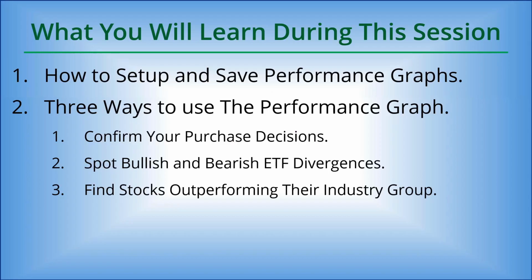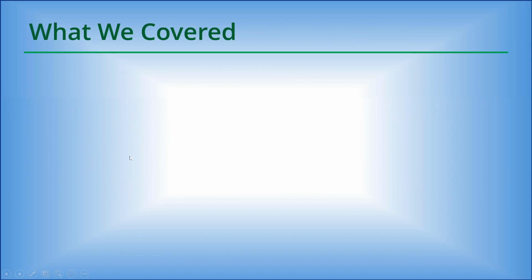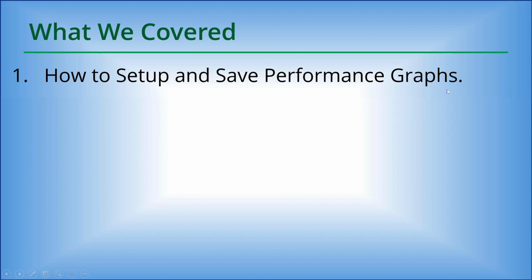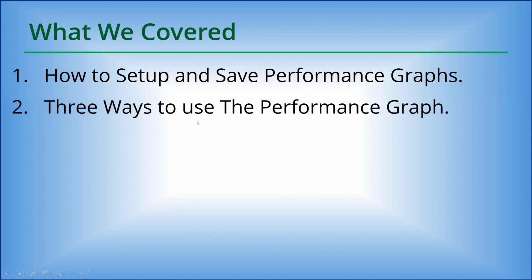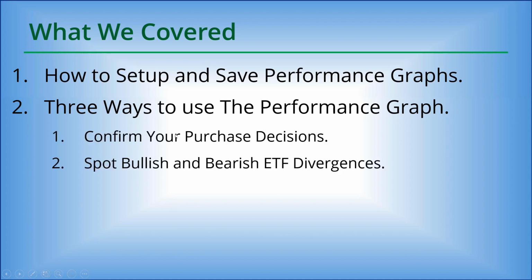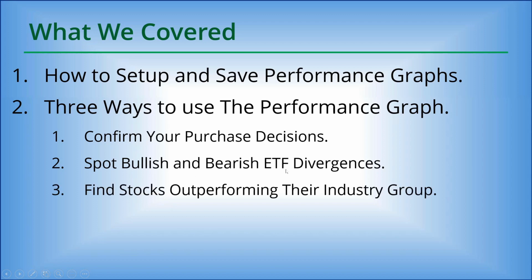So we've covered quite a lot of ground today: how to set up and save performance graphs, and ways to use the performance graph to make money with VectorVest. It really gives you that edge to determine which stocks are outperforming other stocks and outperforming their industry group or the index. You can use it to confirm your purchase decisions, spot bullish and bearish ETF divergences, and find stocks that are outperforming their industry group.